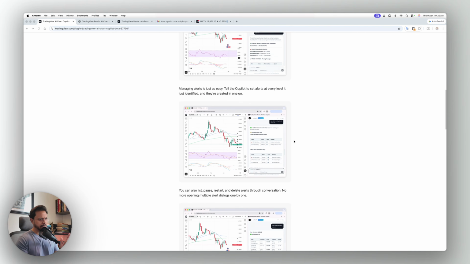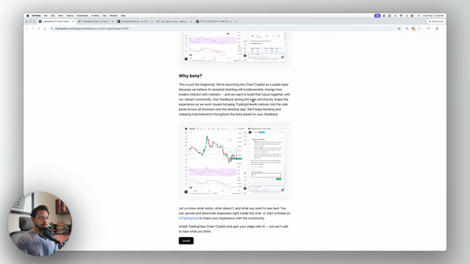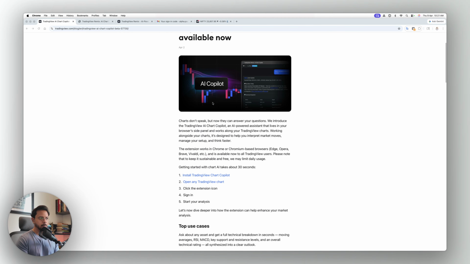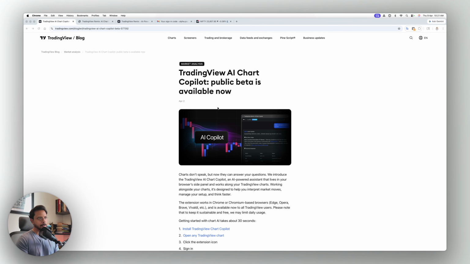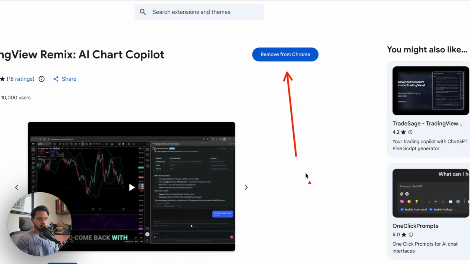And I think it's on this page that I read, as you scroll down, why beta? It's in a beta stage right now. And we want to build that future together with our vibrant community, with our feedback. So essentially, I think there is a section where it talks about how it's as of now an extension and it's not on the app, and later on, after it probably becomes a full-fledged additional feature to TradingView, it probably will come within the app as well. All right. So going back to that page, I added it to my Chrome as a Chrome extension.